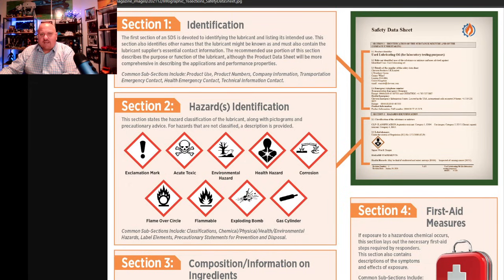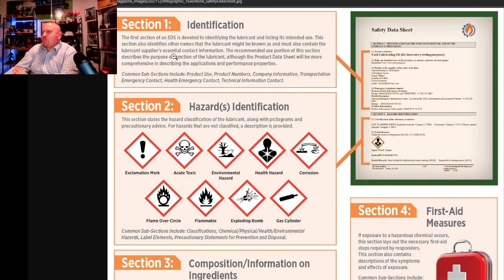This is an example of the sections that are common in an SDS document. Section 1 is identification. The first section of an SDS is devoted to identifying the lubricant, or whatever chemical it is, and listing its intended use. This section also identifies other names that the chemical might be known as and must also contain the product's supplier's essential contact information.